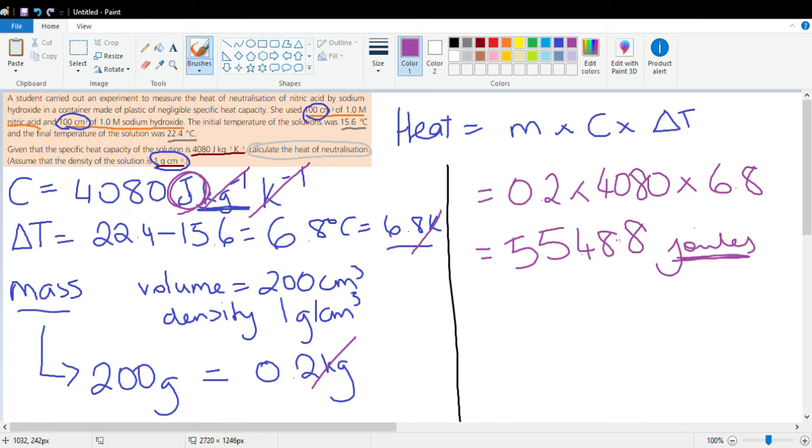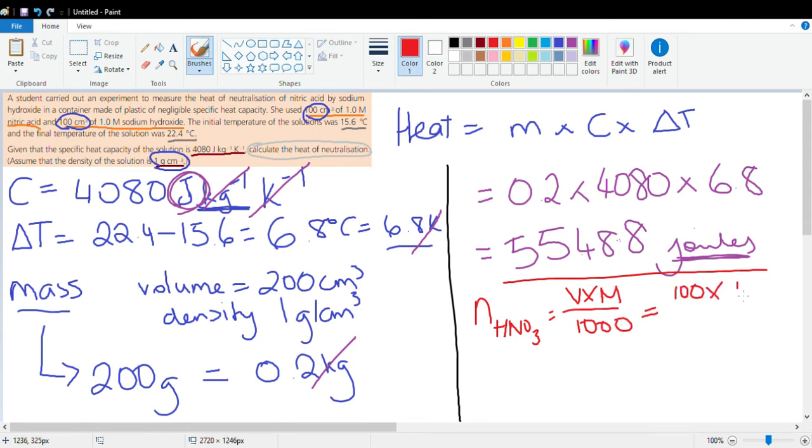So that's 5,548.8 joules released by the amount of nitric acid that we have there. So how many moles of nitric acid is producing that? So number of moles of HNO3, nitric acid, is equal to the volume times the molarity divided by 1,000. We're well used to this calculation now. Our volume was 100 times the molarity was 1 divided by 1,000 is equal to 0.1 moles. So 0.1 moles of the nitric acid produced this much heat.